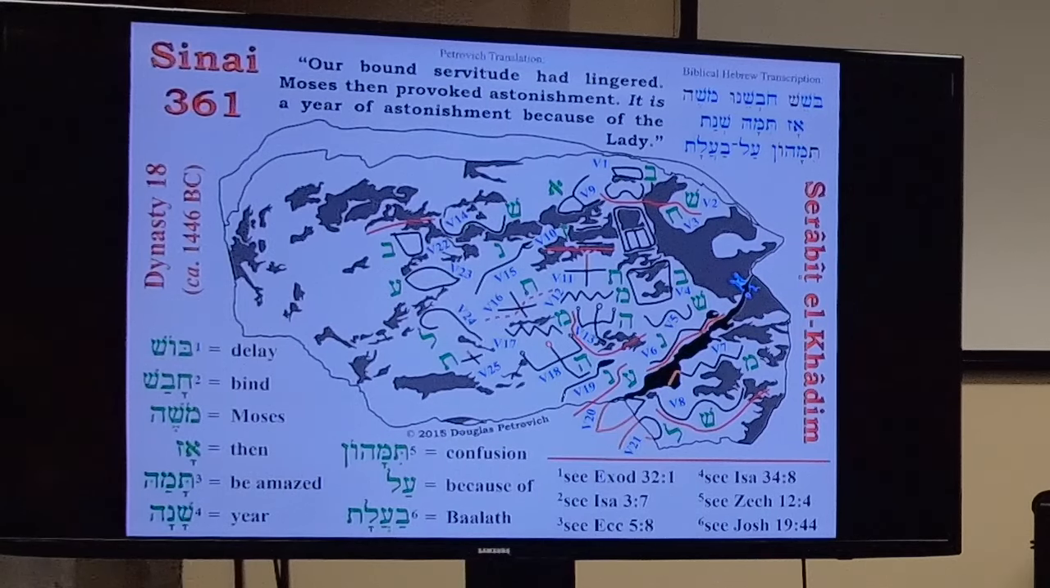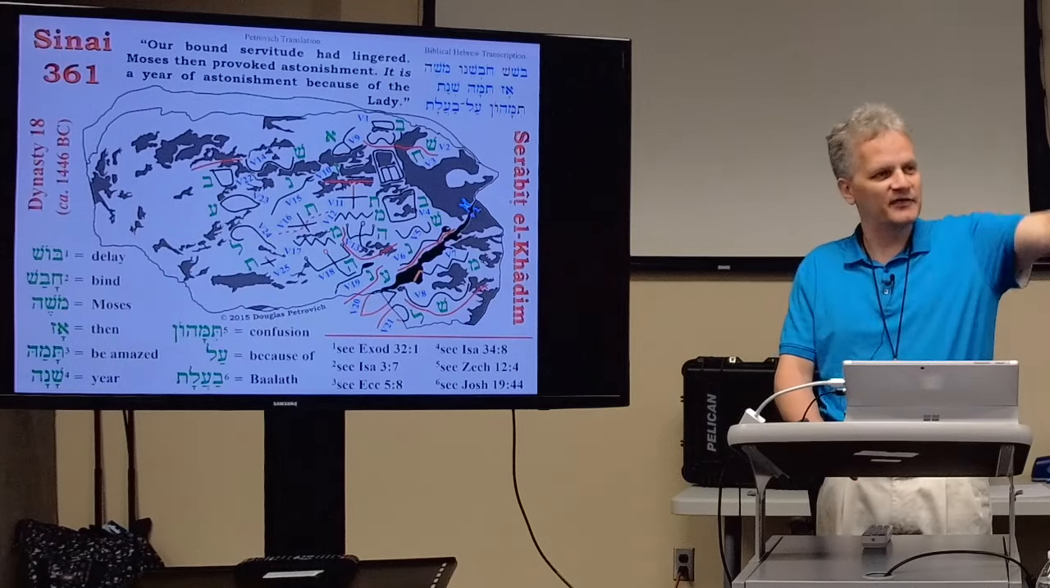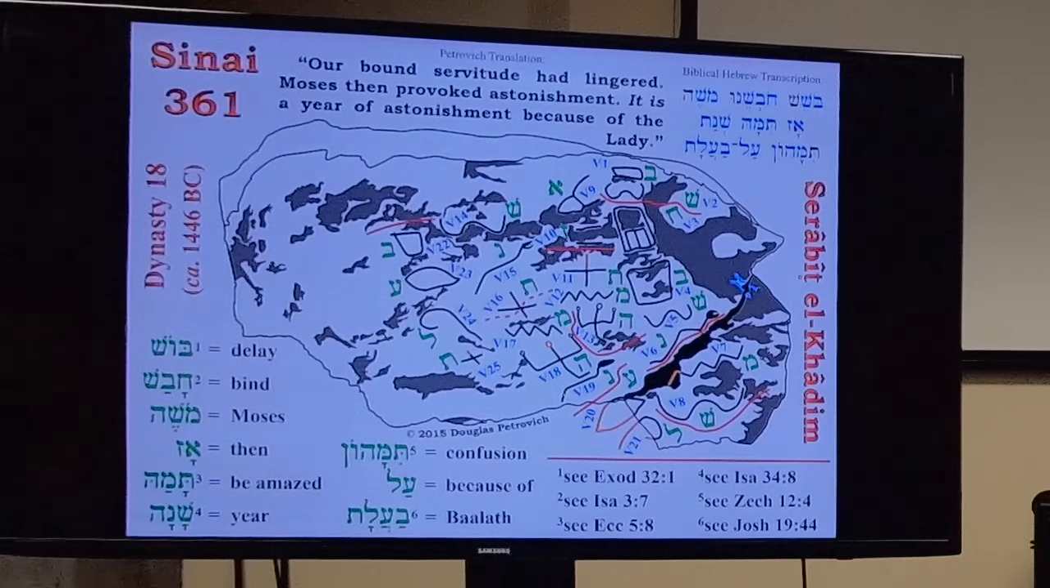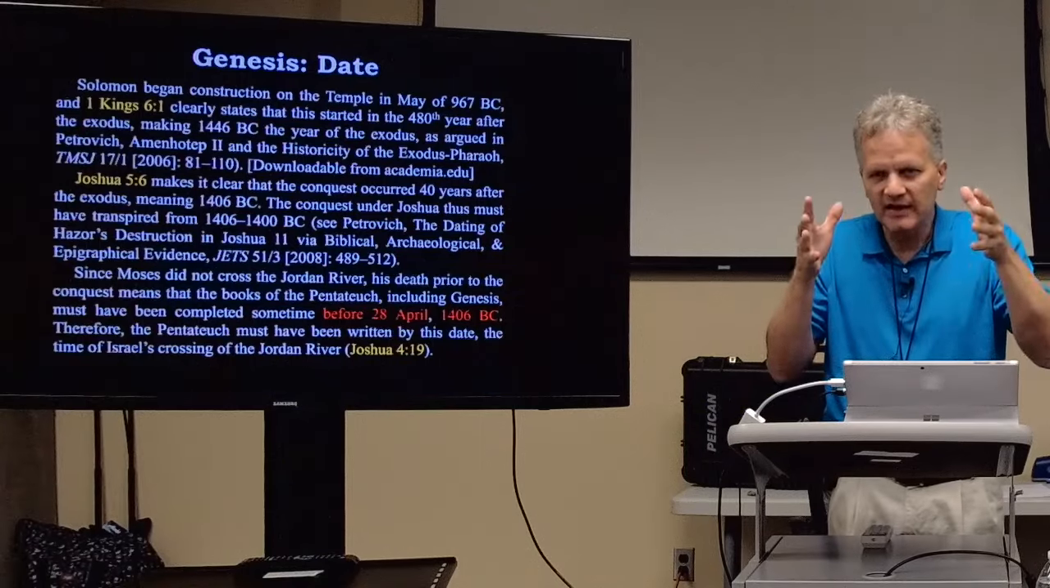What did Moses do in the year before the Exodus? He provoked astonishment by turning a staff into a snake and all of the 10 plagues that went on Egypt. Those qualify, don't they, as astonishing events. And then the end of the inscription says it is a year of astonishment because of the lady. And I'll talk a little bit more about that in a later presentation. So we now know we have physical evidence that attests to Moses himself, validating him as a historical figure.